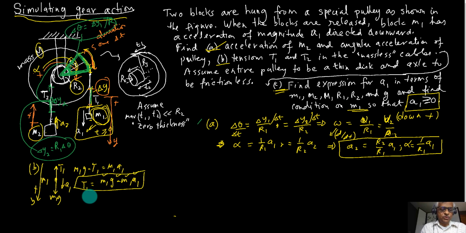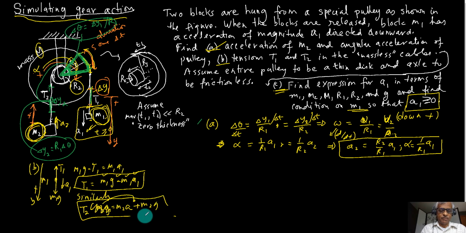Now T2, similarly, if you work out over here, I'm going to leave that as an exercise for you. Well, let me work that out also. T2 minus M2G will be M2A. And this time I bring it on the other side, plus M2G. So that T2 will be like that.